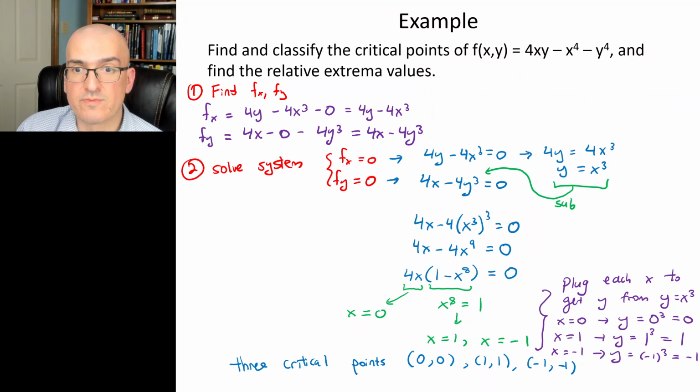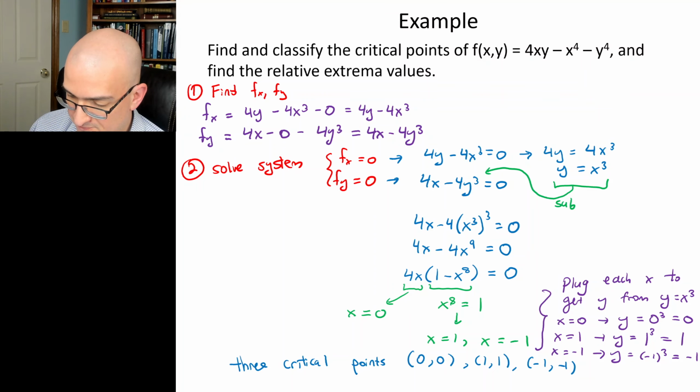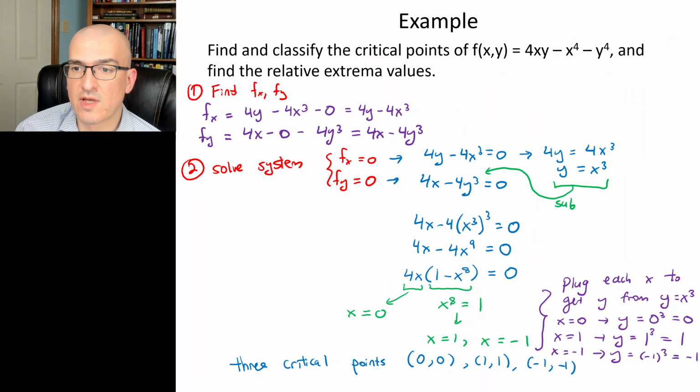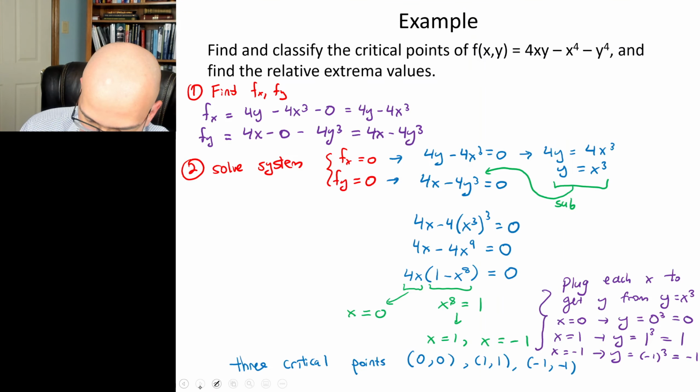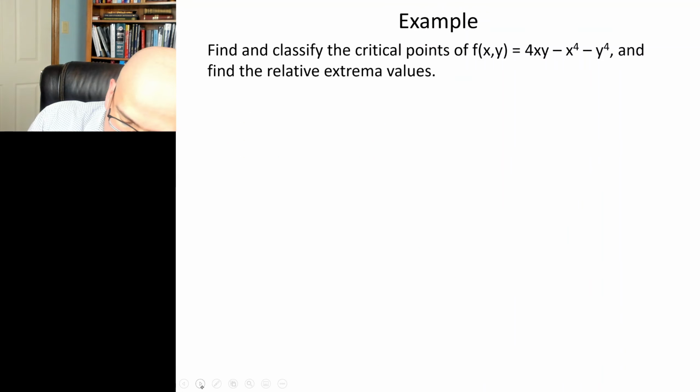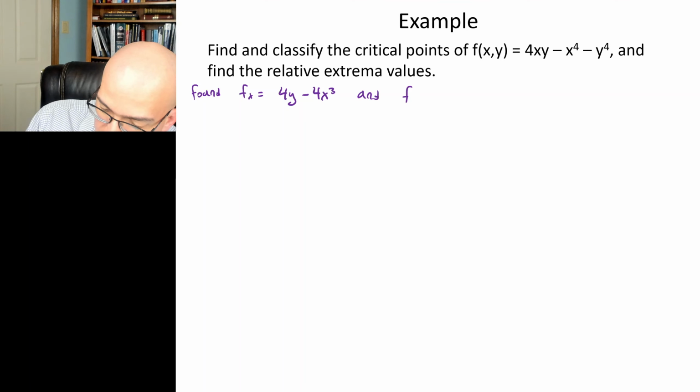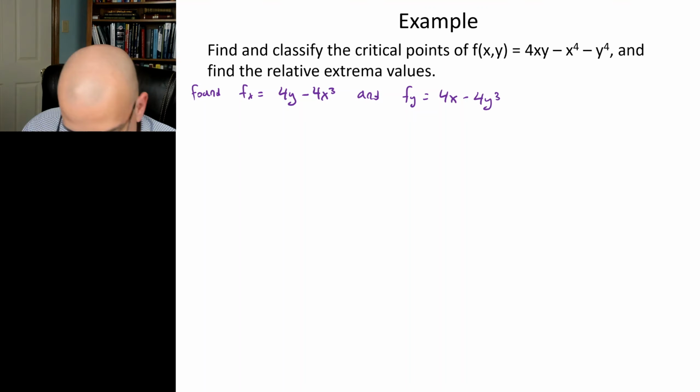And that's only step 2. We have the other steps to worry about. So things we have to carry with us onto the next page include the 3 critical points. We're going to have to diagnose them. We're also going to have to carry with us the fx and fy. I've already forgotten them. Okay, found them: fx is 4y minus 4x cubed, and fy is equal to 4x minus 4y cubed. Okay, so now we're going to do step 3.